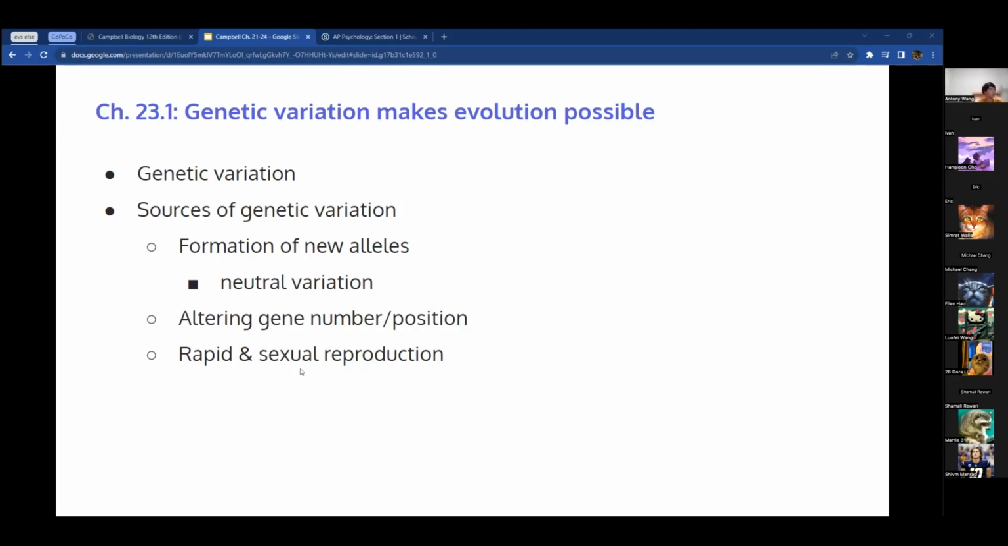Rapid reproduction just increases the amount of mutations that happen in a population, because although there's no recombination of DNA, you're replicating so much DNA so fast that even if your mutation rate is low, which it usually isn't, a lot of mutations will propagate. And sexual reproduction will mix up your alleles, and no two gametes are alike.